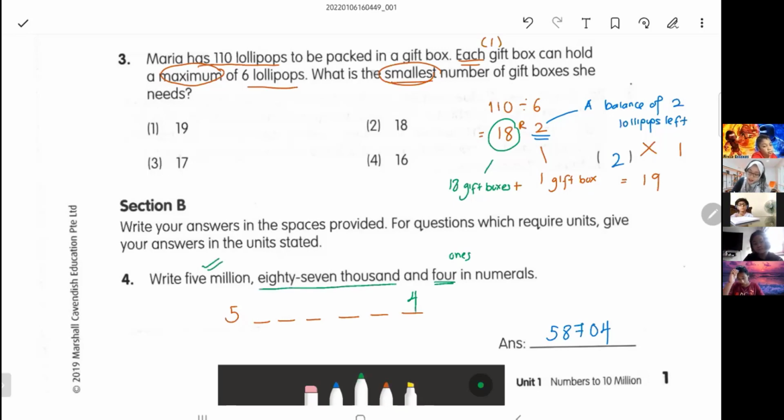87,000 means the thousands place. This is ones, tens, 100. The thousands place is here. So 7. 87,000, like this. This is the number. Can you see how I do it? Answer is 5,087,004. This is 5 million, not 50 or 500,000 anymore.